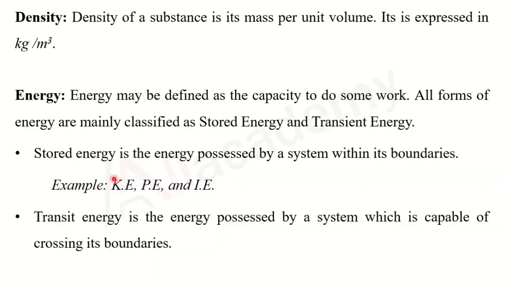Now what is transient energy? It is the energy possessed by the system which is capable of crossing the system boundary, meaning the energy which can interact or move across the system boundaries. Such energies are called transient energy. Some examples of transient energy are heat energy and work energy.